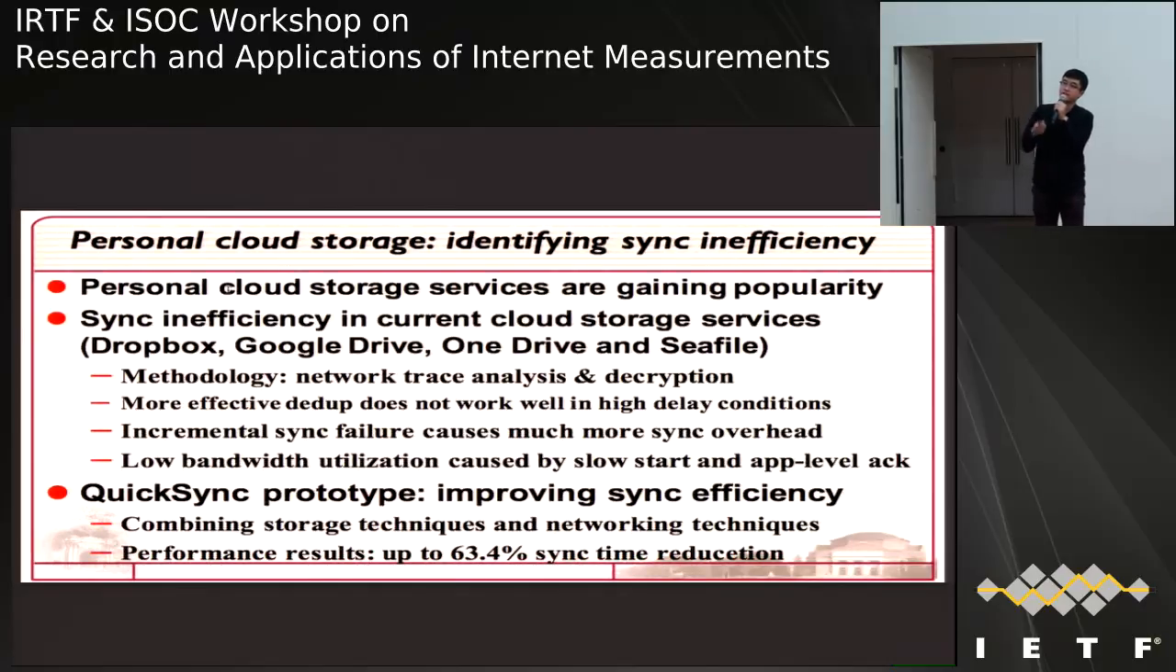The second one is that we found the incremental sync of these services may fail in some conditions, especially for some file operations. Another finding is that some services suffer from low bandwidth utilization caused by slow start and the application level ACK.